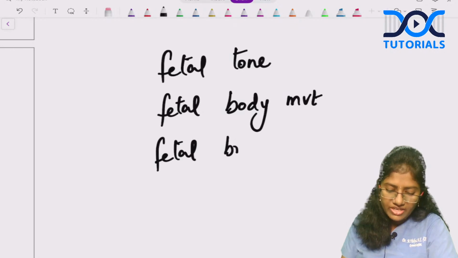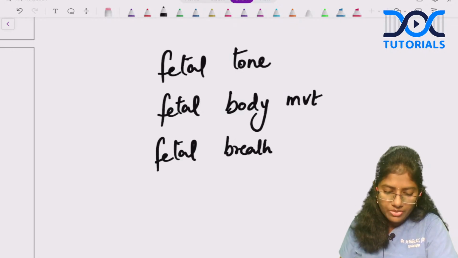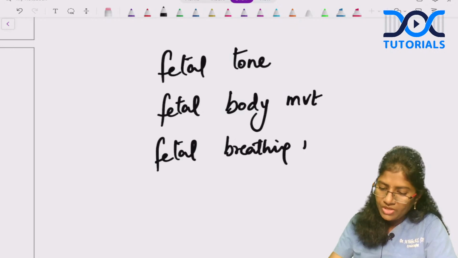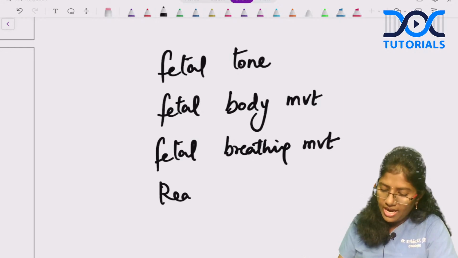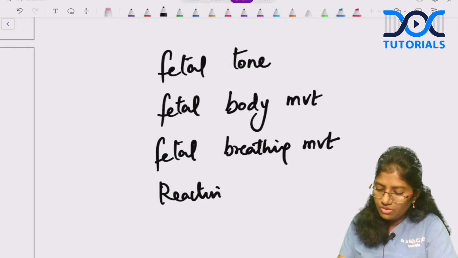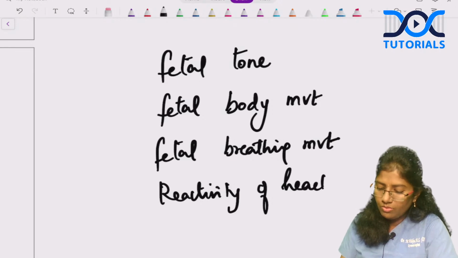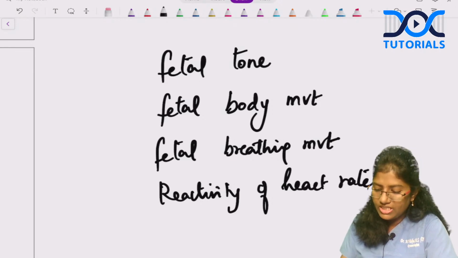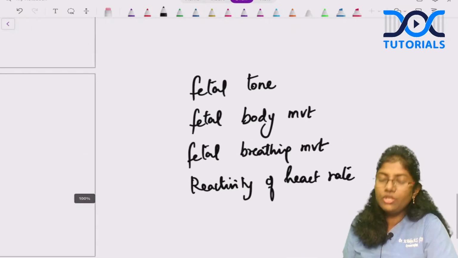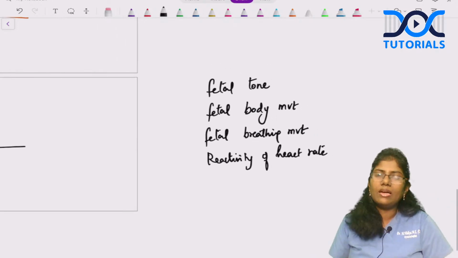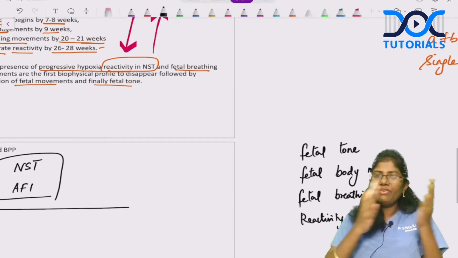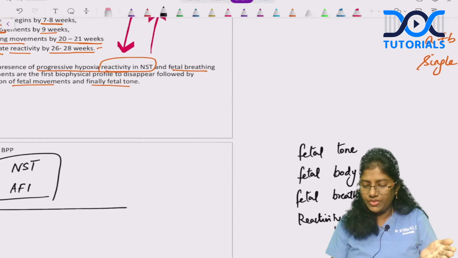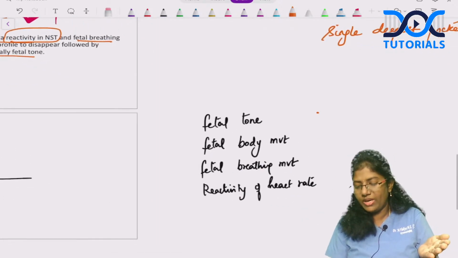Fetal tone appears by 7 to 8 weeks. Body movement appears by 9 weeks. Breathing movement appears approximately by 20 weeks, whereas reactivity of the fetal heart usually appears by 26 to 28 weeks. Reactivity of the fetal heart means the heart rate going up and down.